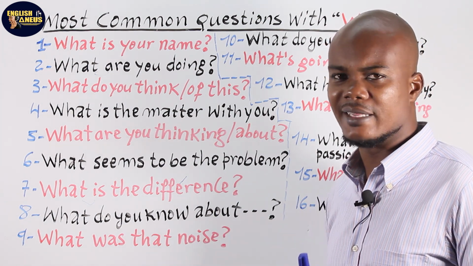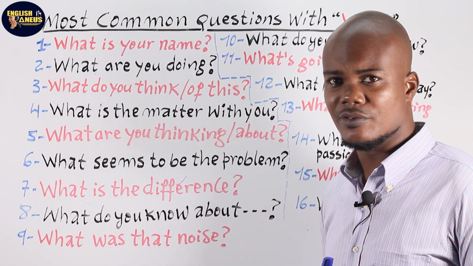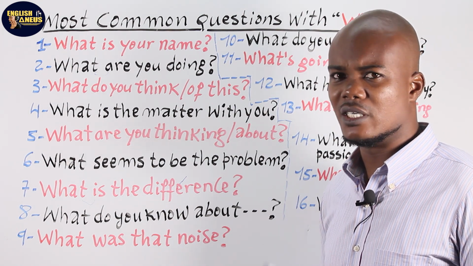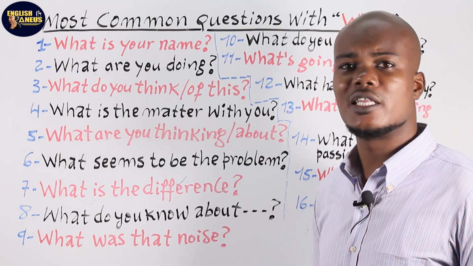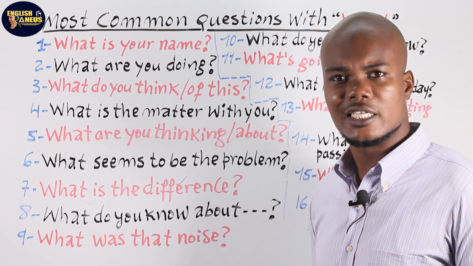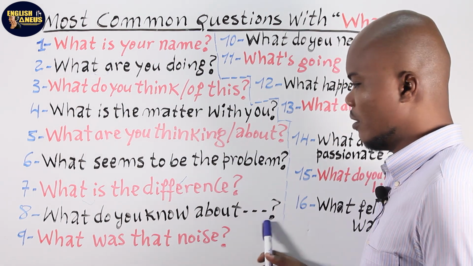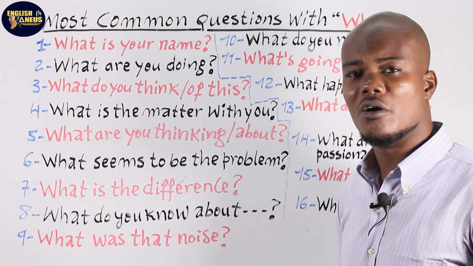What do you know about Daniot? What do you know about English Anneus? What do you know about?